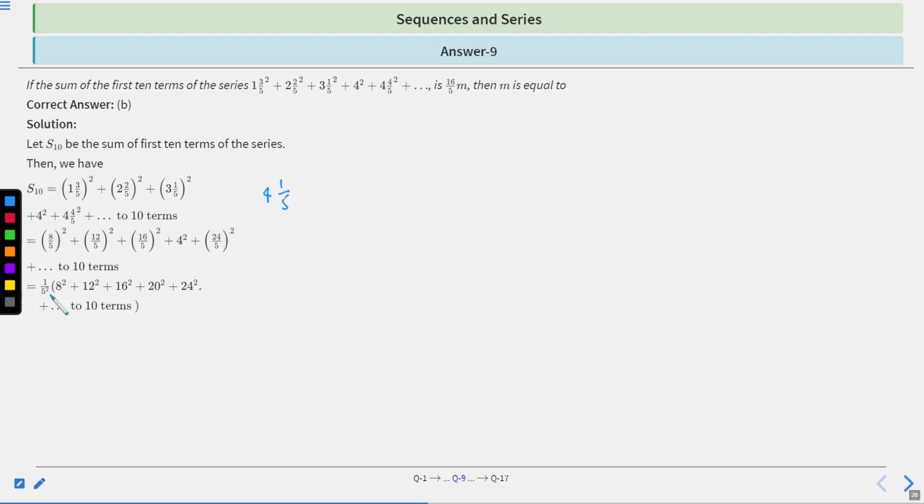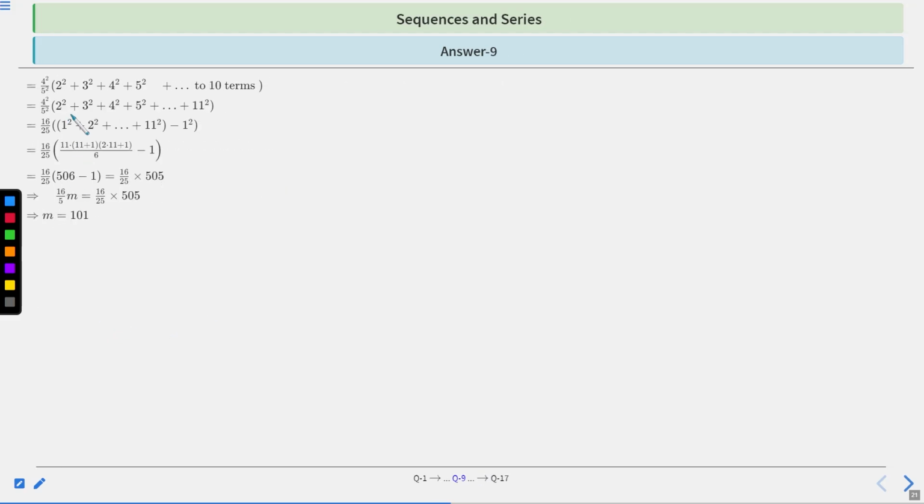Now take 1 by 5 square as common, right? When we take 1 by 5 square common, we get 8 square plus 12 square plus 16 square. Now see, this is 4 square. So we multiply 5 square, right? Because we have taken 1 by 5 square as common. So this will be 20 square plus 24 square till 10 terms.